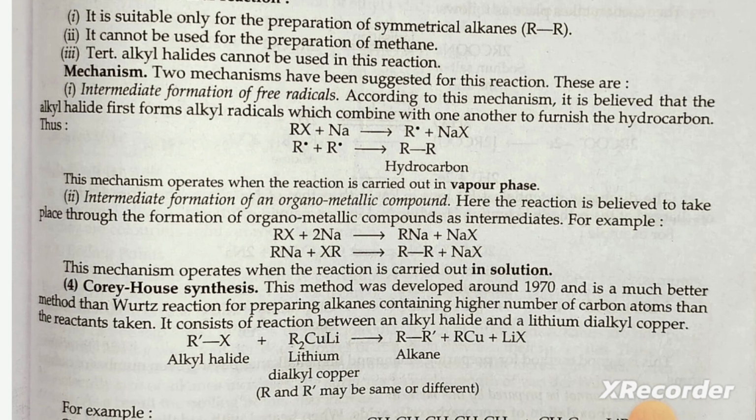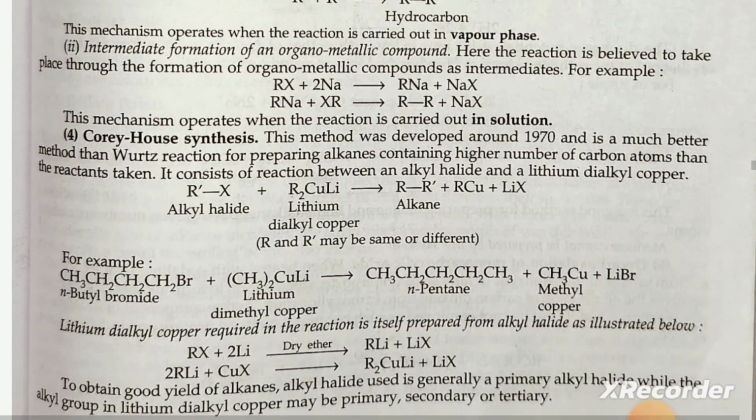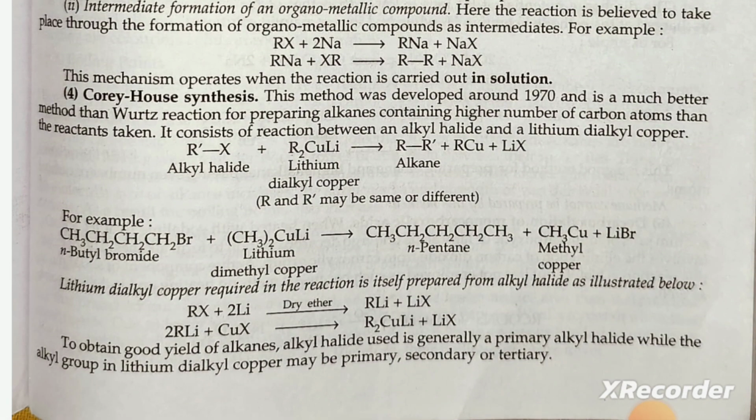Fourth, Corey-House synthesis. This method was developed around 1970 and is a much better method than Wurtz reaction for preparing alkanes containing a higher number of carbon atoms than the reactants taken. It consists of a reaction between an alkyl halide and a lithium dialkyl copper. R-X plus lithium dialkyl copper gives alkane plus LiX. R and R' may be the same or different. For example, n-butyl bromide plus lithium dimethyl copper gives n-pentane plus methyl copper plus LiBr.